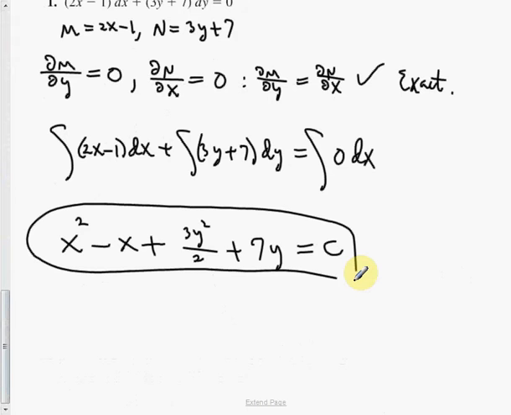All right. If it's exact, I integrate with respect to dx, integrate with respect to dy. If there's any repeat, you get rid of one of them, you keep one.